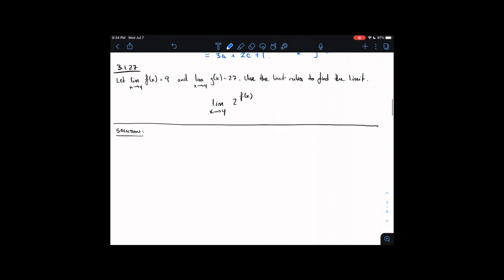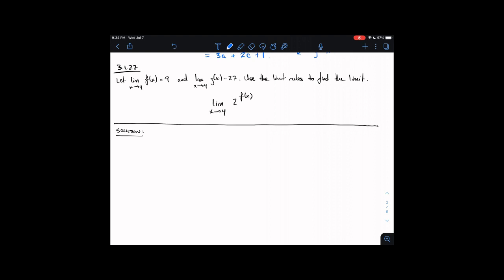This next one is a little bit more straightforward. They give you two limits. They say the limit as x approaches 4 of the function f of x is 9, and the limit as x approaches 4 of the function g of x is 27. Then it says use the limit rules to find the limit. This is obviously from a larger bank of problems because we don't have a g of x in our problem, so we only really need to know the limit of f.